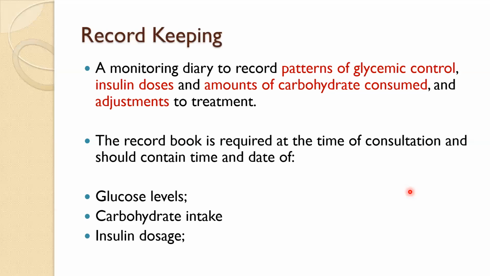So having said that, as we come to an end, record keeping is very important. A monitoring diary is needed to record patterns of glycemic control, insulin doses, amounts of carbohydrates consumed, and adjustments to treatment. The record book is required every time the child comes for consultation, and it should contain the time and date of the glucose levels, the carbohydrate intake, and the insulin dosage. And remember, when you're dealing with adolescents, let them come with the glucometer so that you compare whatever is in the diary with the readings in the glucometer, so that an adolescent doesn't play with your mind.